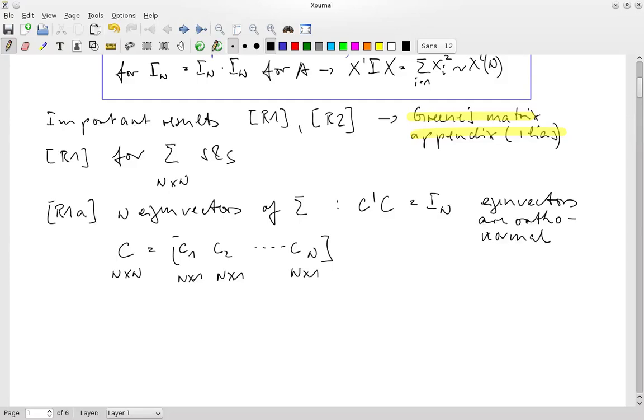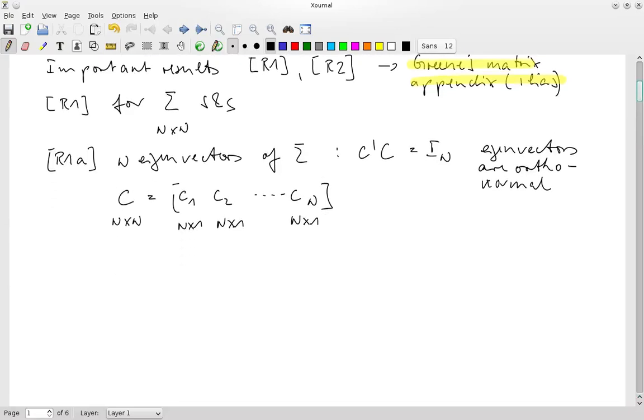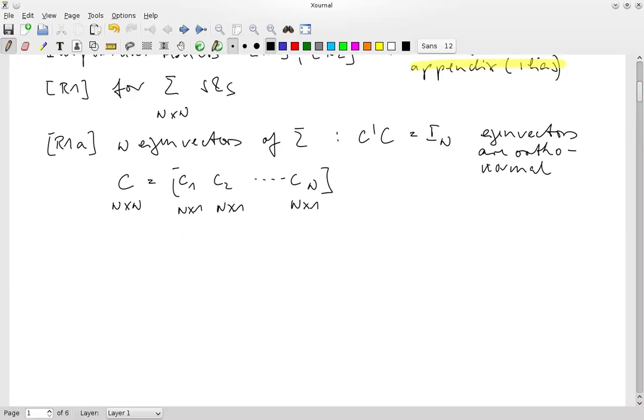And that is an important one to take away. This is for a symmetric and square matrix. It does not hold for square matrices which are not symmetric, but for sigma being symmetric and square, this is an important result for us.